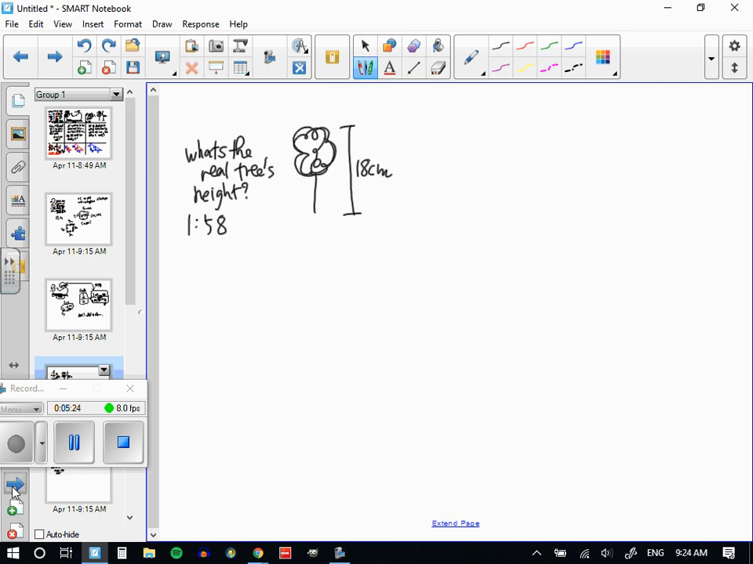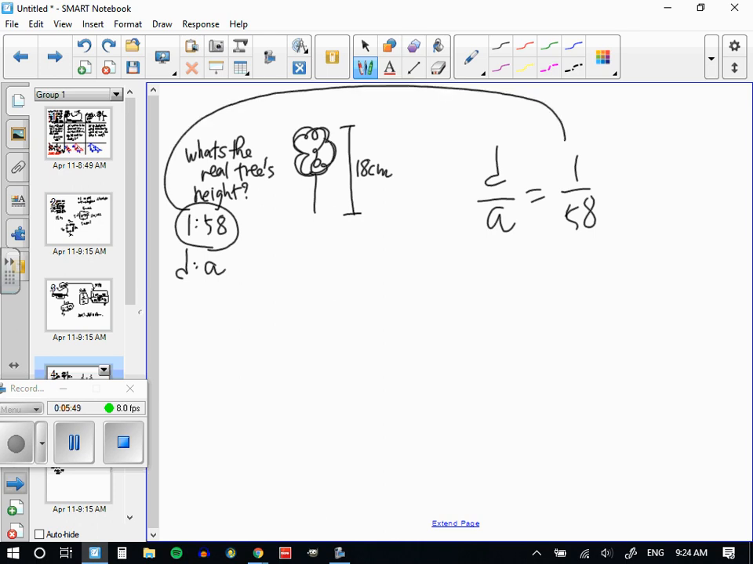Question 3, we have a diagram of a tree that's only 18 centimeters tall. The scale, which it gives you right here, is 1 to 58. That means for every 1 centimeter in the drawing, the actual tree is 58 centimeters, because this is your D, and this is your A. So the first thing you're going to do is write down your scale as D over A. You're going to write down 1 over 58 because that's the scale that's given to you. And then you're going to make it proportional to.